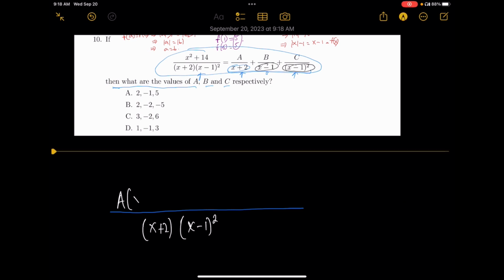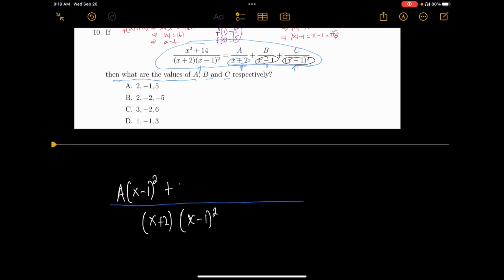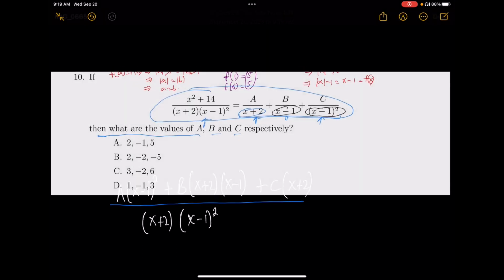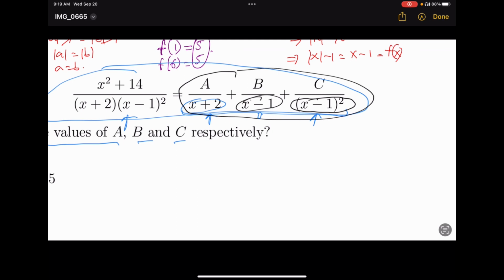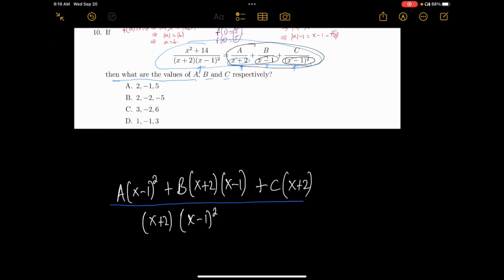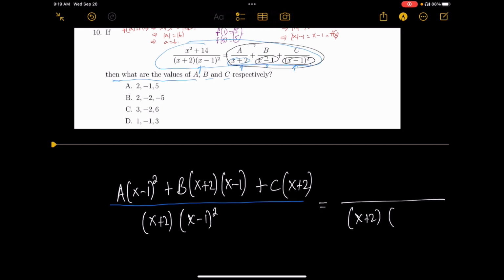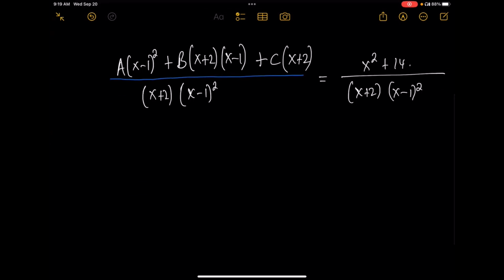Then we get a times x minus 1 squared plus b times x plus 2 multiplied by x minus 1, plus c times x plus 2. This is the left hand side. I did nothing here; I just added them like adding fractions. Then this is equal to the right hand side. What was the right hand side? It was x plus 2 times x minus 1 squared, and the numerator is x squared plus 14. Now both the left hand side and the right hand side have the same denominator, which is x plus 2 times x minus 1 squared.